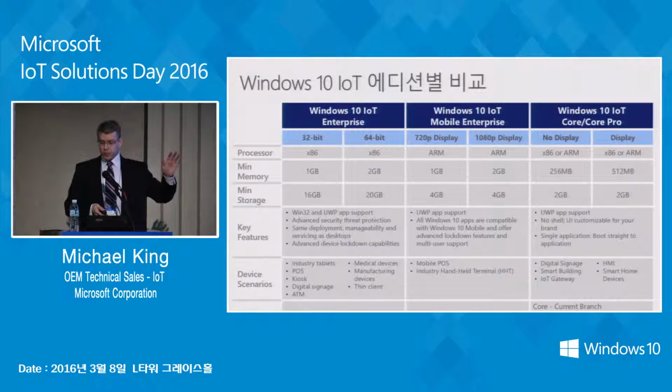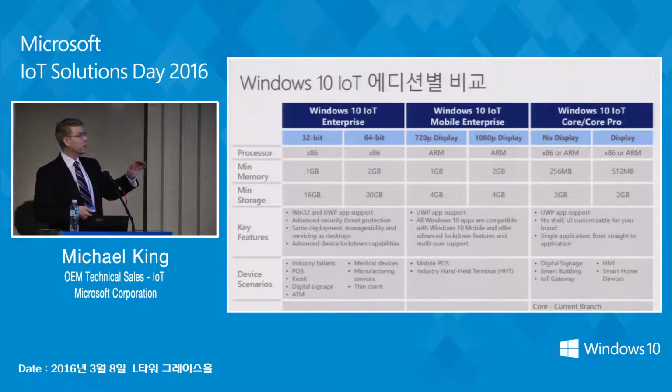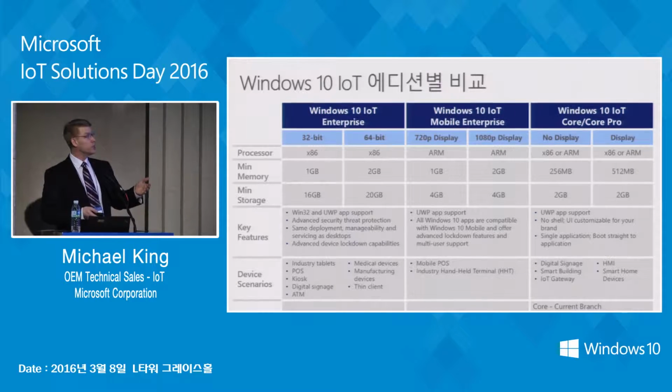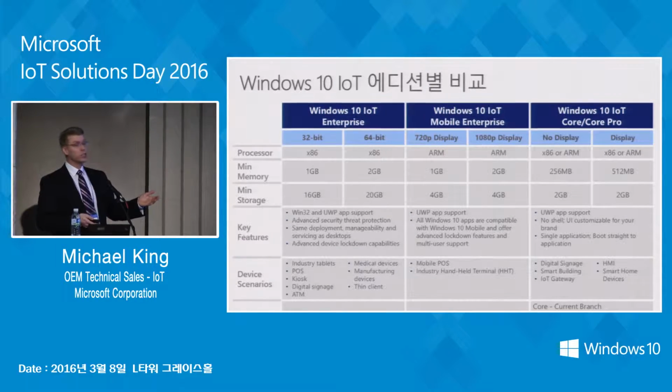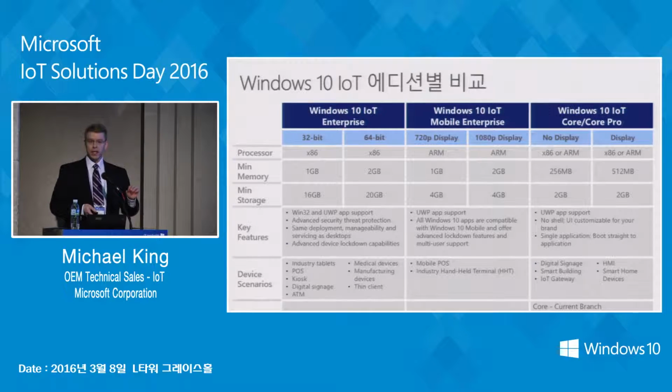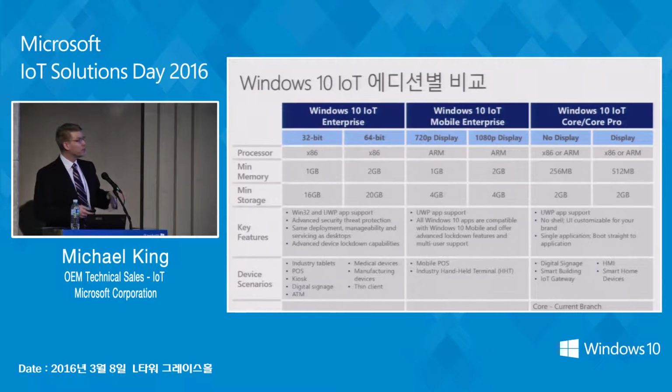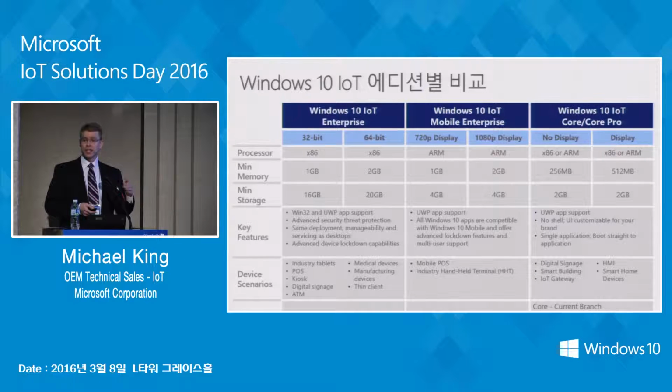The three editions of Windows 10 IoT we're going to talk about here are Windows 10 IoT Enterprise Edition, Windows 10 IoT Mobile Enterprise Edition, and Windows 10 IoT Core Edition. I'm going to talk about a little difference between Core and Core Pro as we go. But first, Windows 10 IoT Enterprise. That is our full version of Windows 10. It's the Windows 10 you know and love on your desktop. And as Rodney mentioned, it has some features that allow it to be used for more embedded applications where we can lock it down. And we'll talk about those lockdown capabilities.